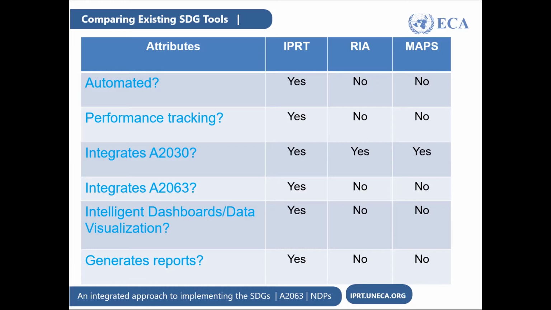Which toolkit is useful in terms of performance tracking? It is only the ECS IPRT. As you can see, ECS IPRT helps track performance. And also integration of Agenda 2030. Yes, all three of the tools help integrate Agenda 2030 into national or subnational development plans. What about integration of Agenda 2063? It is only the ECS IPRT that helps integrate Agenda 2063. You cannot find such integration in RIA or MAPS.